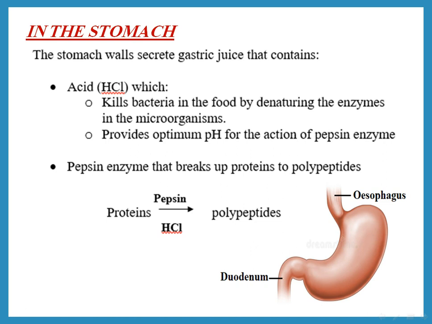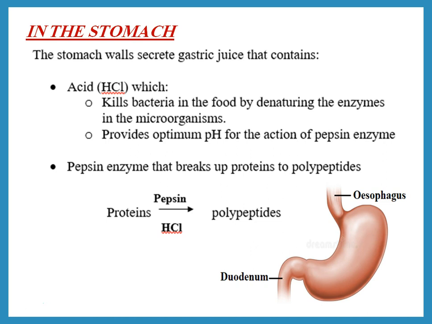It also provides an acidic pH for the action of pepsin enzyme. The pepsin enzyme in your stomach requires acidic pH, and this enzyme is an enzyme that acts on proteins.